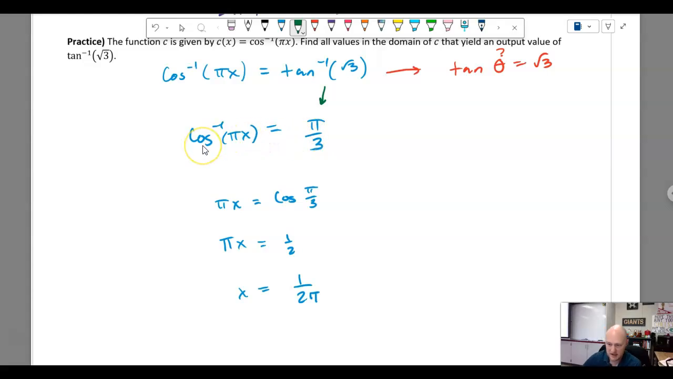Then we just go ahead and take cosine of each side. Okay, these cancel. And we get pi x is equal to cosine of pi over 3. Well, that value is 1/2. So you just evaluate that, and then we're going to divide by pi on each side. So you get 1 over 2 pi.